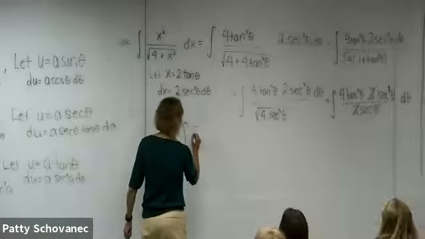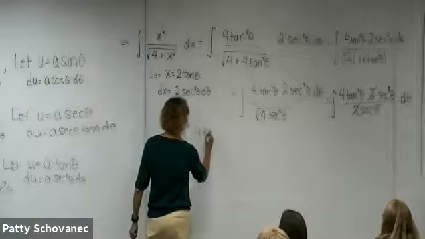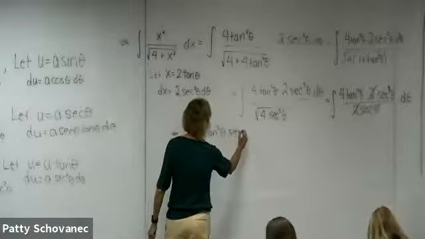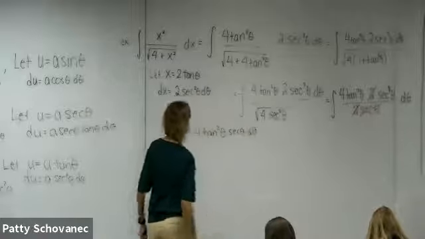So what do we have left? 4 tangent squared times secant theta times d theta.